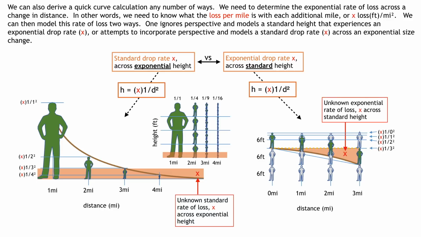And in the other way, we're going to use the same formula, but we're going to be using x here as our unknown exponential rate of loss across a standard height. So again, on the first example, we have an unknown standard rate of loss across an exponential height, and on the second one, we have an unknown exponential rate of loss across a standard height. Both give us the same information. If you need to pause and digest some of these, please do so.